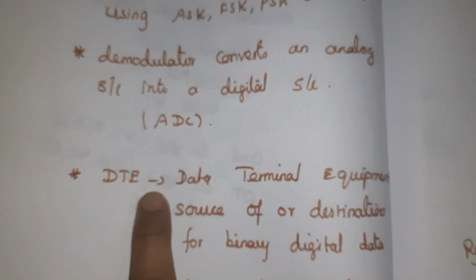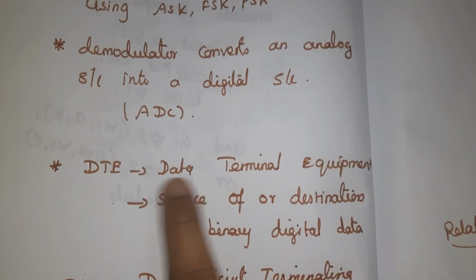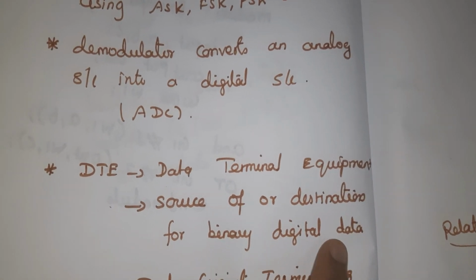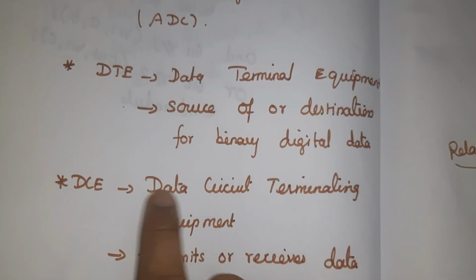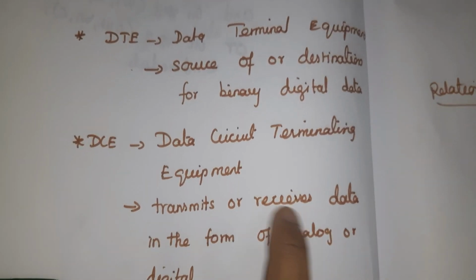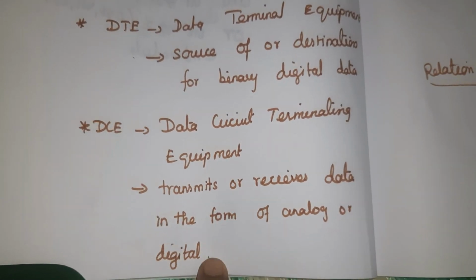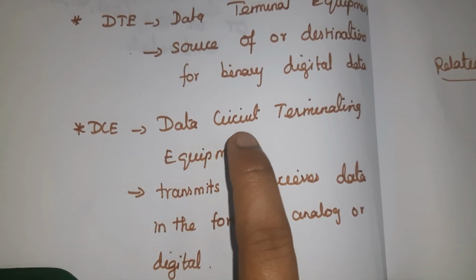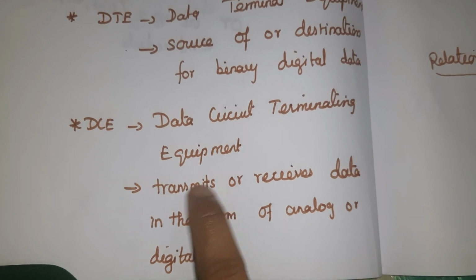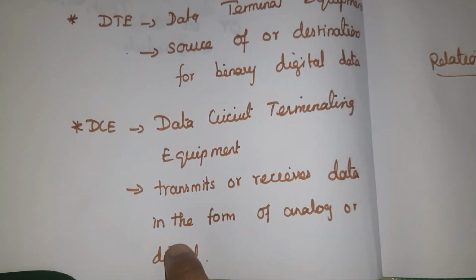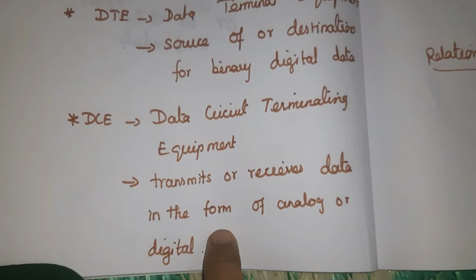DTE, data terminal equipment, is a source of or destination for binary digital data, and DCE, data circuit terminating equipment, transmits or receives data in the form of analog or digital. A modem is a form of DCE, data circuit terminating equipment. It can transmit or receive data in the form of analog or digital, that means modulator and also demodulator.